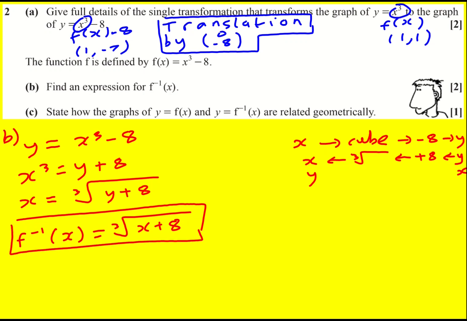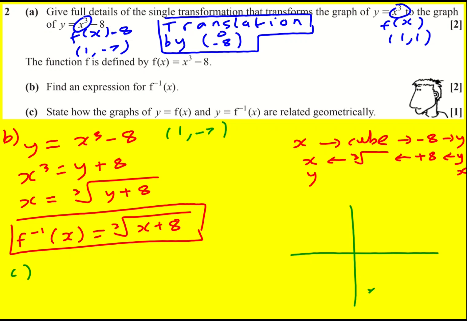That's part B. Finally, let's take a look at C. State how the graphs of y equals f of x and the inverse are related geometrically. Now, in fact, this is true for any pair of functions with the function and its inverse. So let's just say, for example, I will pick a point on x cubed minus 8. So if I put in 1 into here, I would get minus 7 out, like I had before. So 1, minus 7 would be down here.